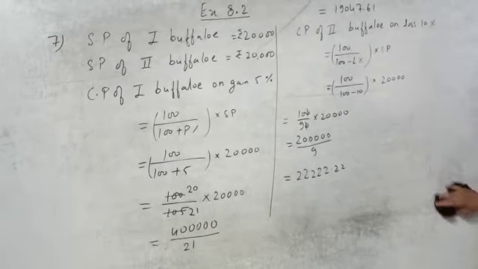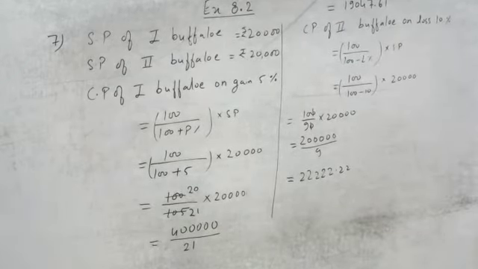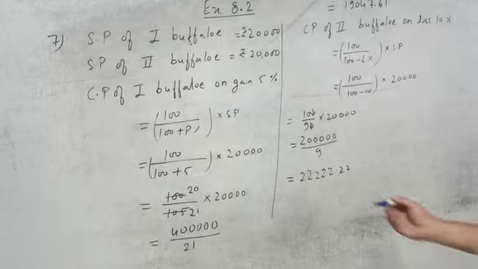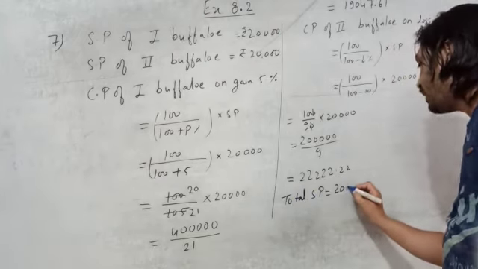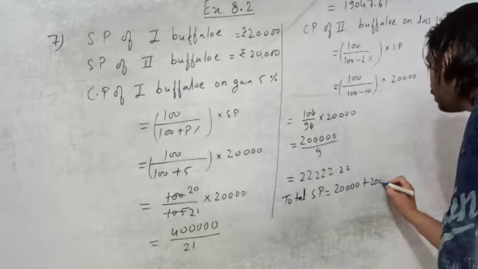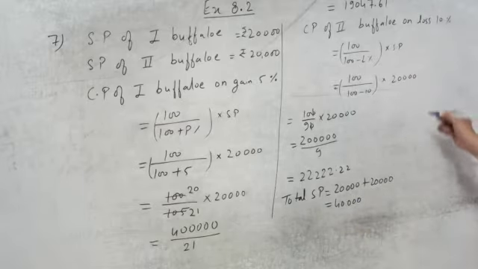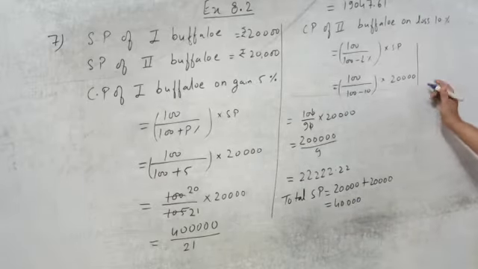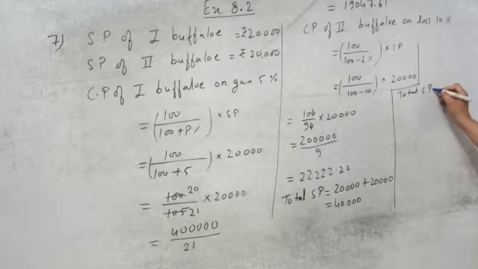When we have got the cost price, now we have to find whether the overall gain or loss is there. If we have to find the gain and loss, we should know both things: the total selling price and the total cost price. So first, the total selling price. We will add the price of both the buffaloes. So how much will it come? 40,000. Then we will find the total cost price.